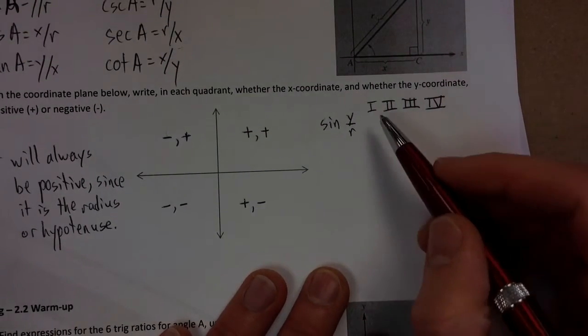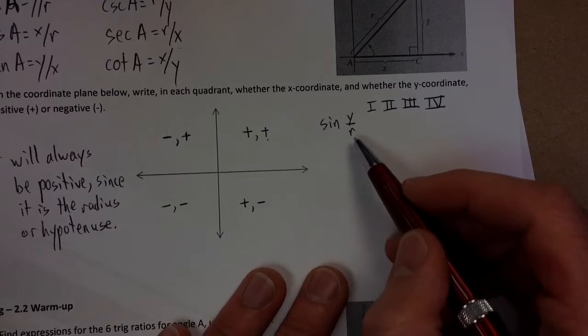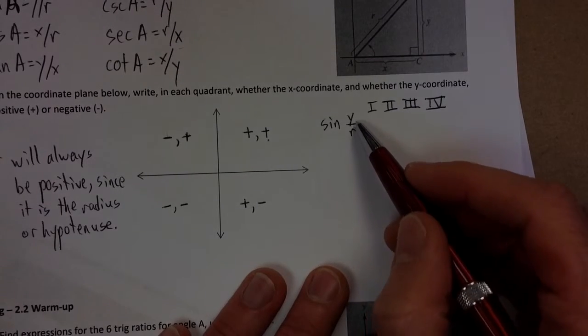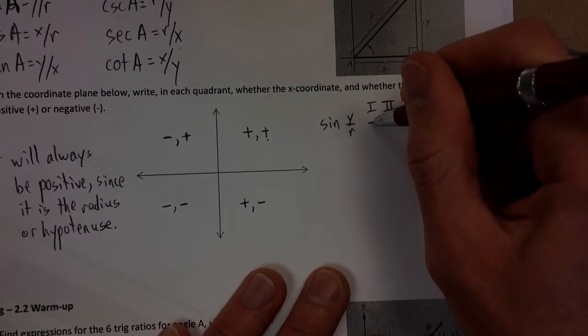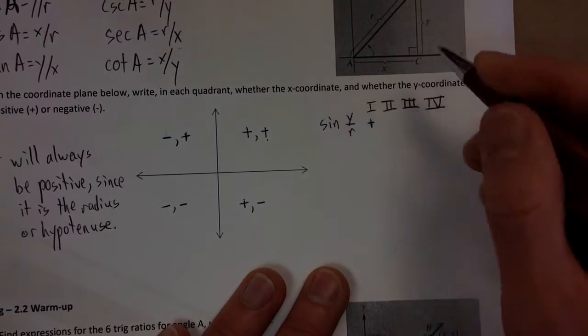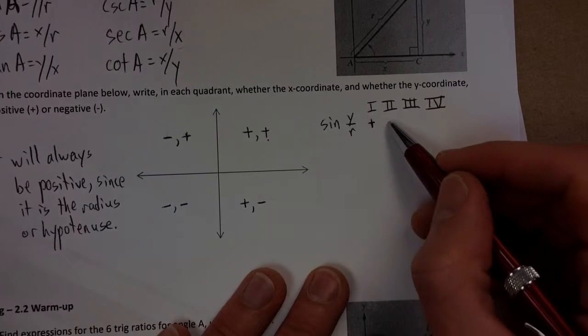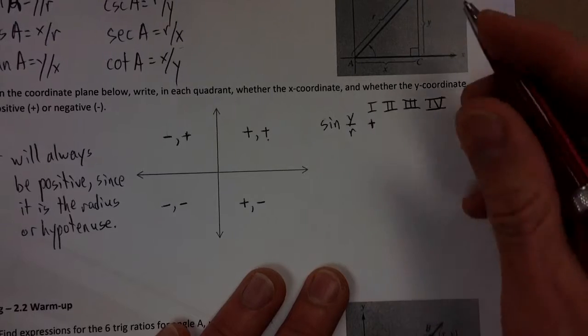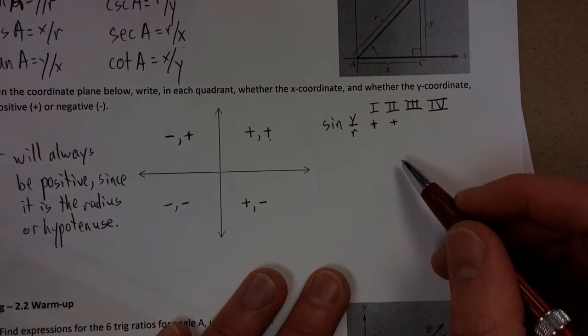Okay, so first quadrant, your y-coordinate is positive. R is always positive. So what's a positive over a positive? Positive. Nice. So in the first quadrant, sine will be positive. In the second quadrant, are the y's positive or negative? Positive. So will sine be positive or negative? Positive. Good.